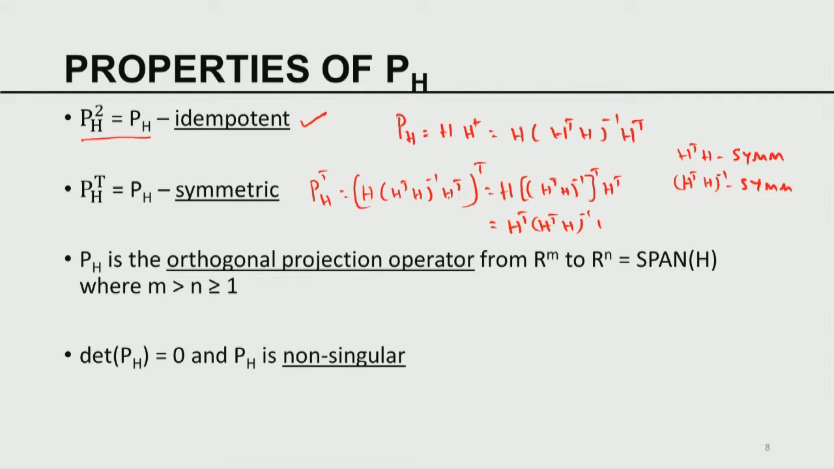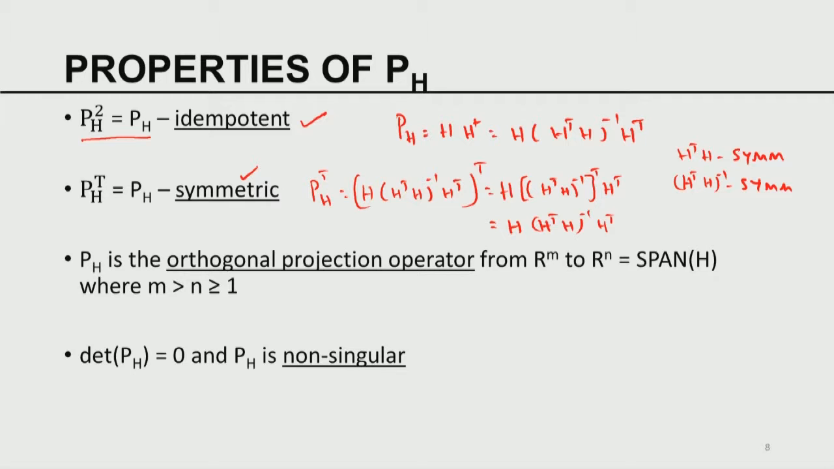So the transpose of the product is taken in the reverse order. So H transpose is H. This is the transpose of the inverse. This is H transpose. Therefore, I get the correct formula. The correct formula is given by H transpose, therefore it is symmetric. That's verified. So pH is idempotent and symmetric.